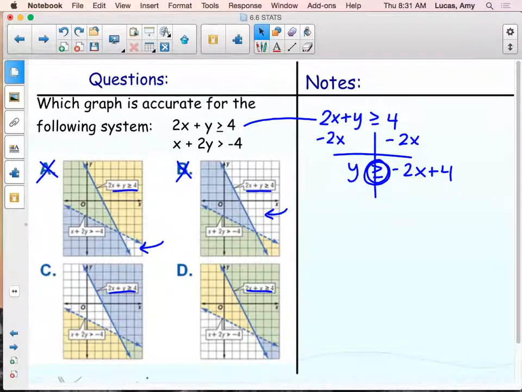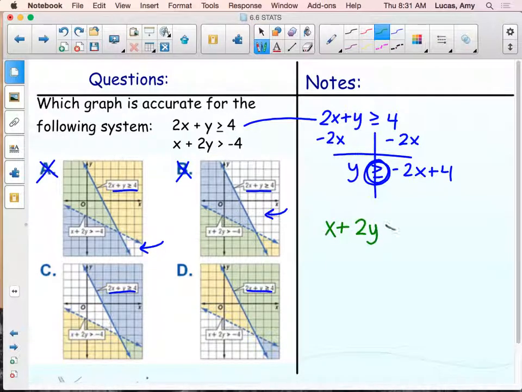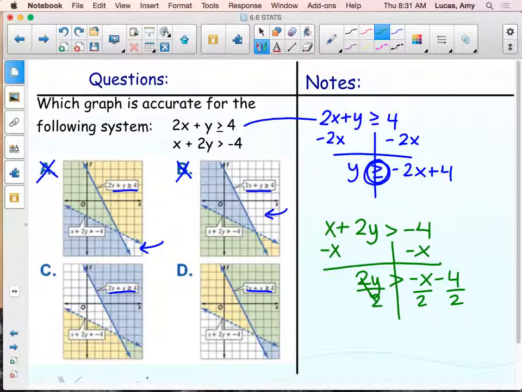Now I can check my other line that's dashed, and just make sure that when I rewrite this, there isn't anything that flips my symbol, because that's the only thing that I would be concerned about. Nothing flipped the symbol at all. So my symbol is greater than, which is dashed and shaded above. So dashed and shaded above, this piece would have to be shaded if it was shaded above this dashed line. So it has to be D. D is the one that is correct.